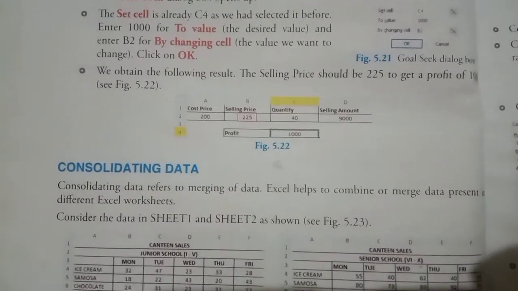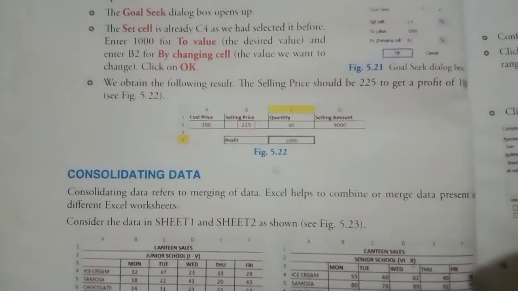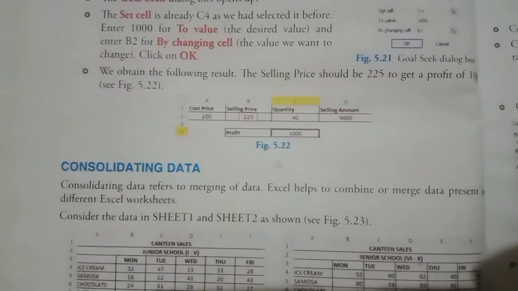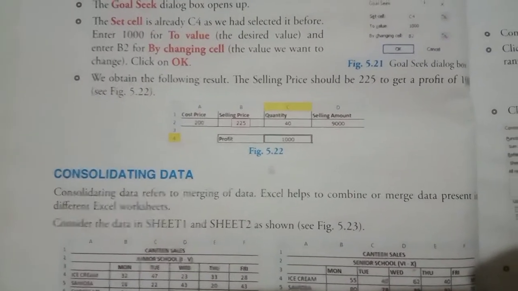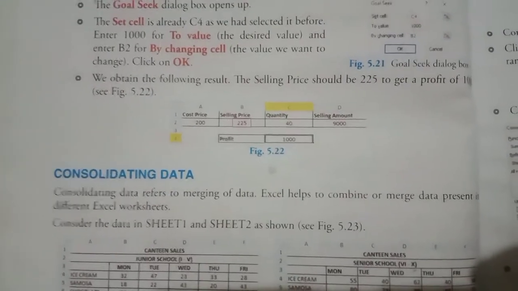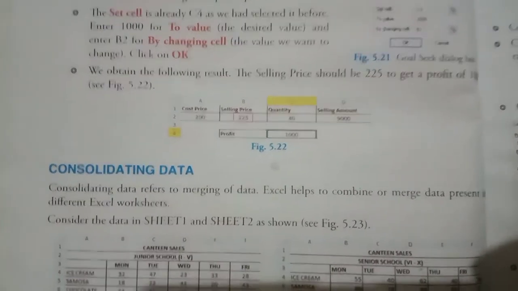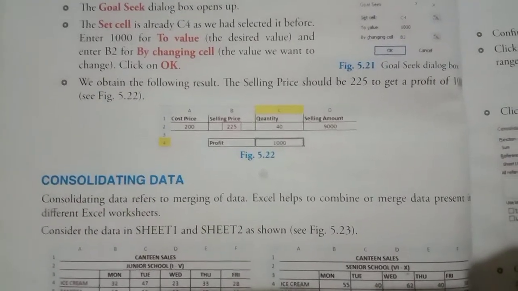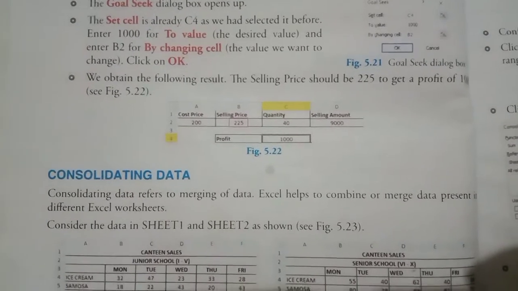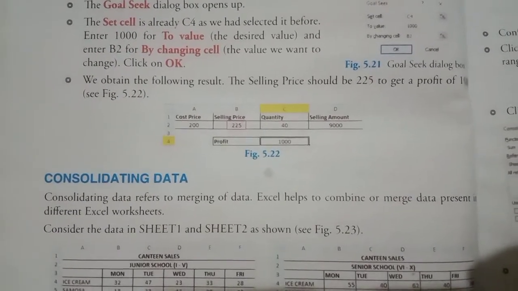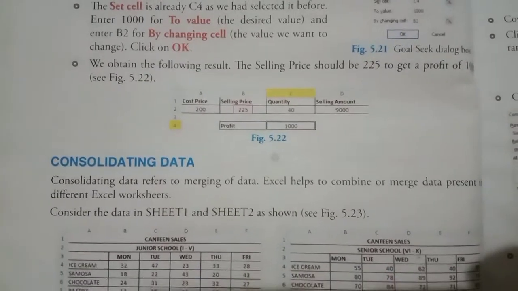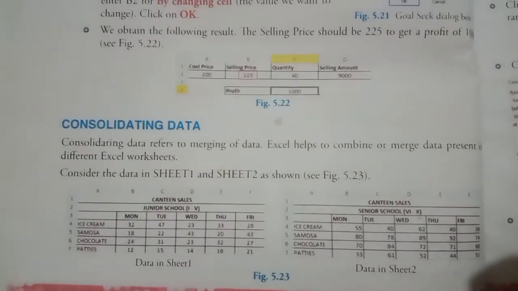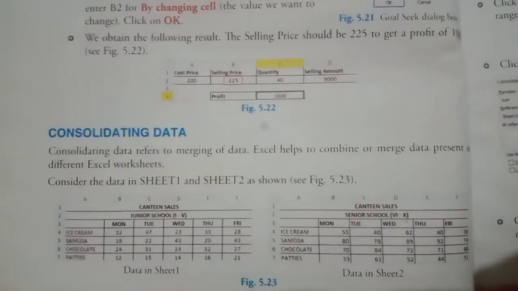Now moving forward to consolidating data. Consolidating data refers to merging data, meaning whenever we are going to merge data, Excel helps us combine data present in different Excel worksheets. Whenever the data is present in different worksheets, consolidating data gives us options to merge the data. Consider this example: the data is in two sheets, Sheet 1 and Sheet 2, as you can see.